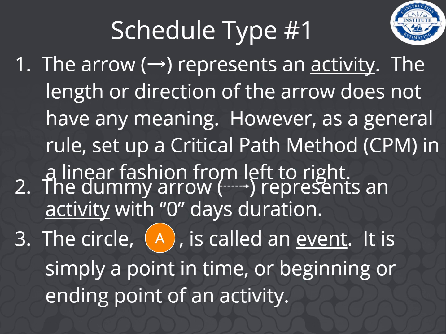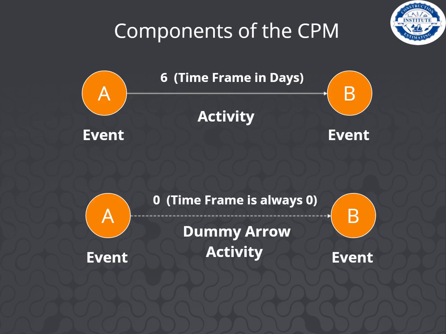The circle is called an event. It is simply a point in time, or beginning or ending point of an activity. Take a look at these diagrams. Notice the circles are the events, and in between the events there is an arrow which represents some activity in the construction project. It could be digging footers, it could be hanging drywall, painting, or some other activity of a construction project. Notice there is a time frame that is related to that particular activity. In the top diagram, you will see that 6 days have been allotted for that particular activity.